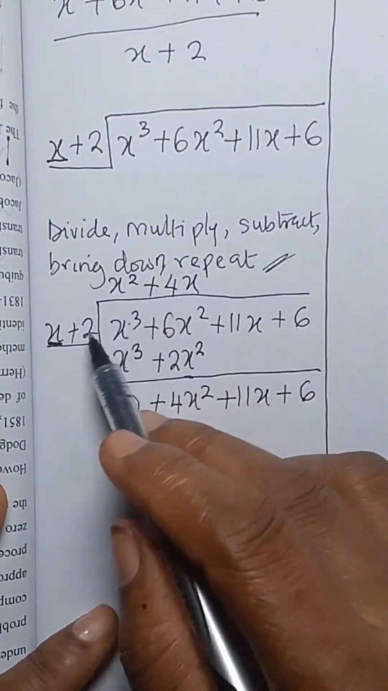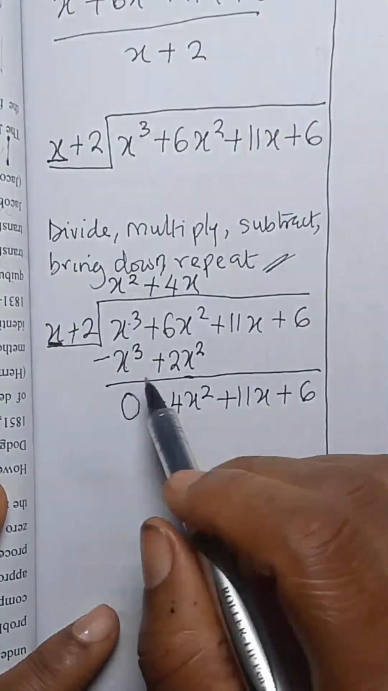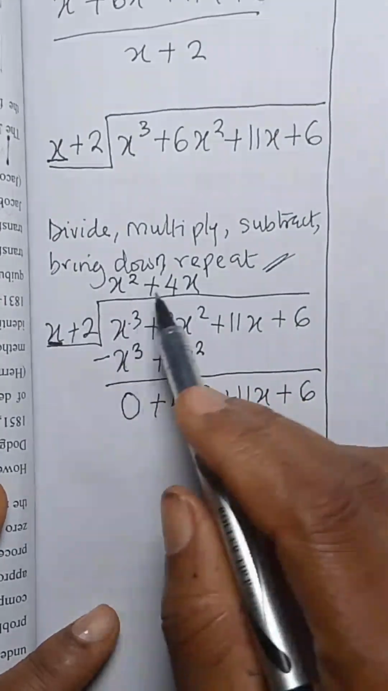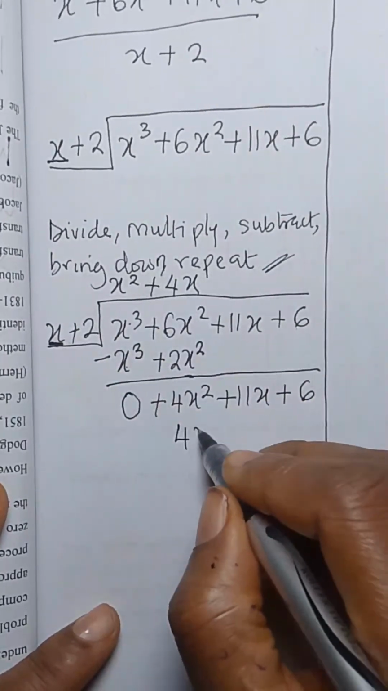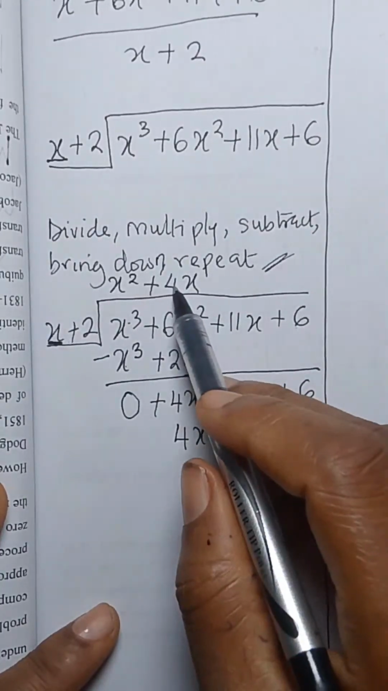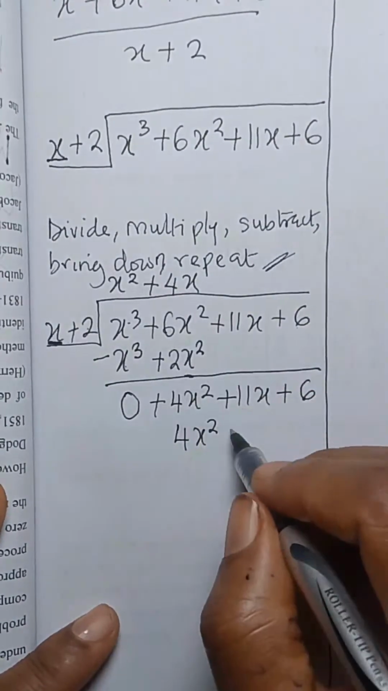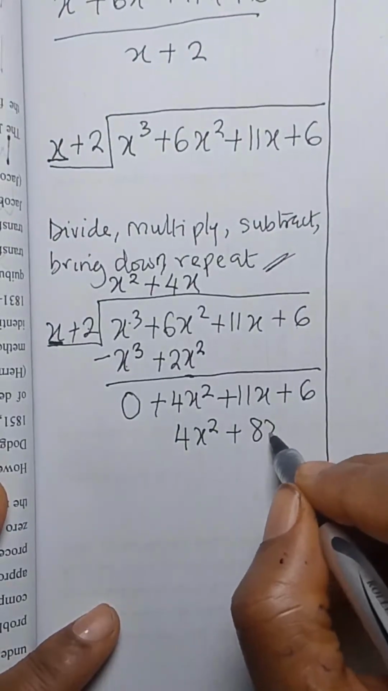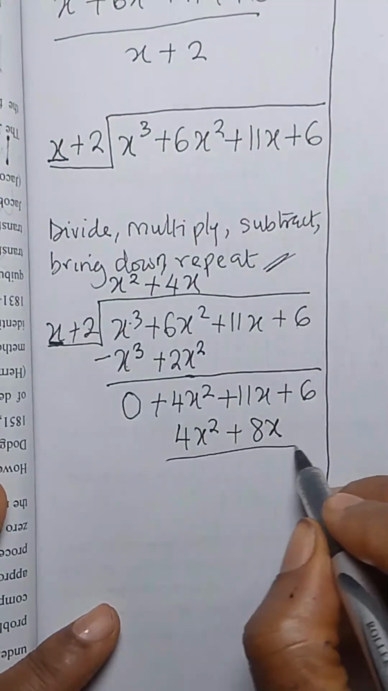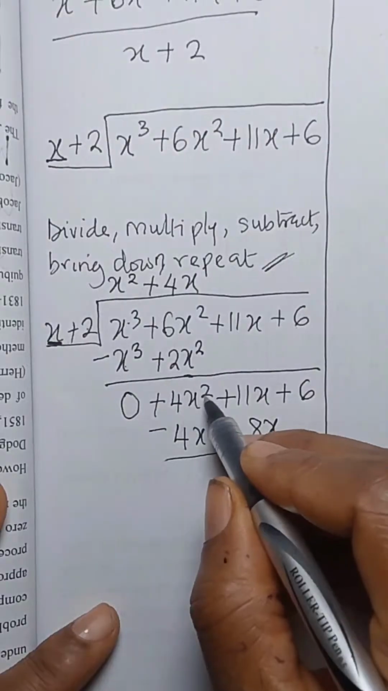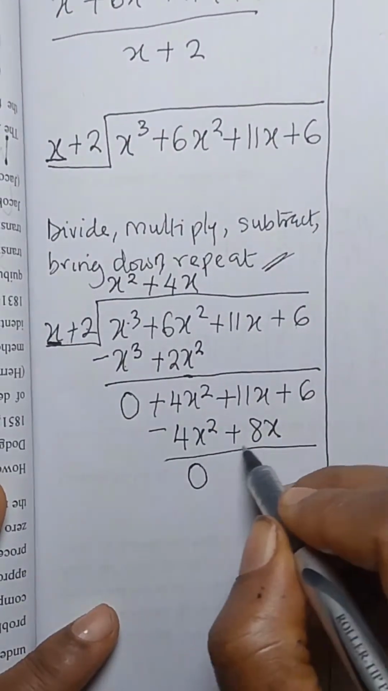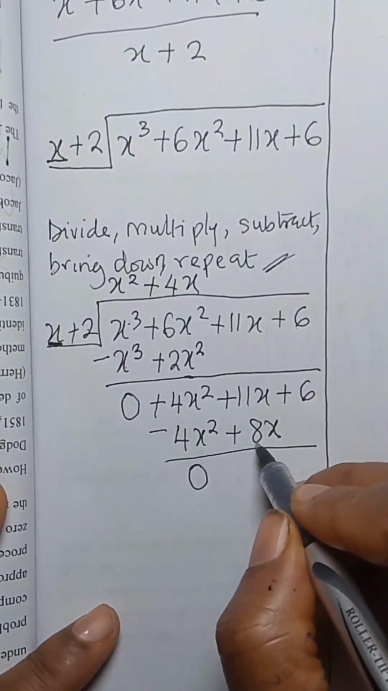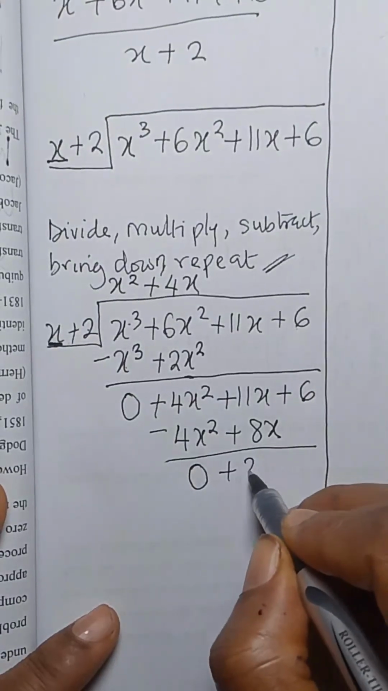We now multiply these two by 4x. So x multiplied by 4x will give us 4x squared. 4x multiplied by 2 will give us plus 8x. All right. So we subtract again. 4x squared minus 4x squared will give us 0. 11x minus 8x will give us plus 3x.